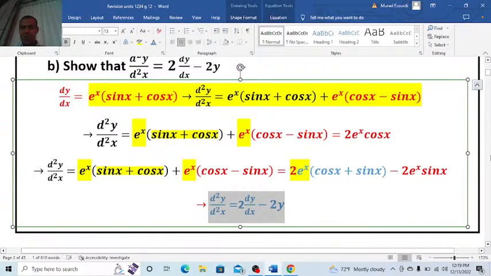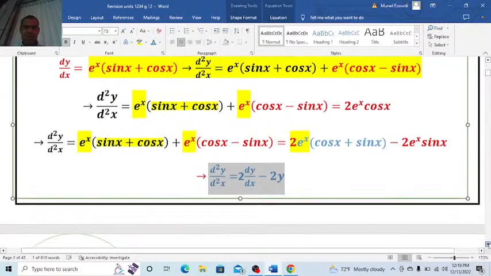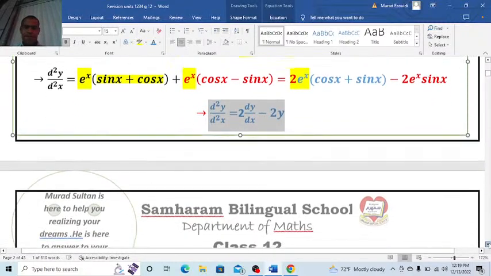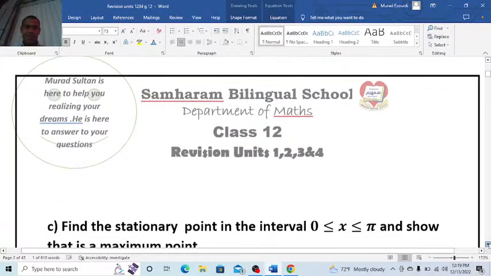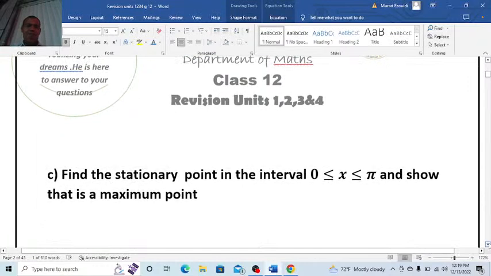Now, if we are going to see the next question, or we will stop here. Okay, now the question: find the stationary point in the interval 0 is less than x and less than pi, and show that it is a maximum point.